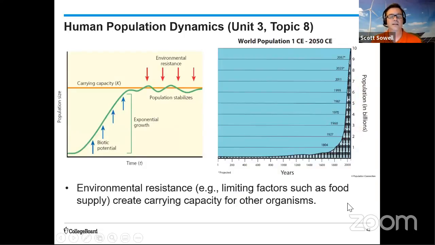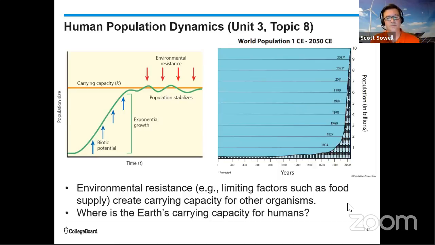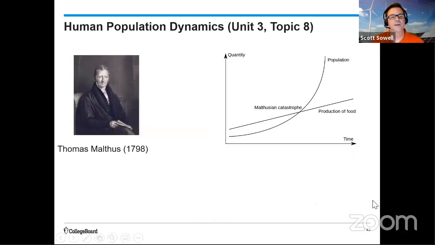So the question that should immediately come to your head is, well, where's our carrying capacity? At some point, are we going to experience the same thing that the other organisms do? Some people argue that we've already passed our carrying capacity. Some people argue we haven't reached it yet. And it's useful to start back with someone named Thomas Malthus. This is the late 1700s. He described population this way. He said, okay, the human population is growing exponentially. So here's his curve right here, the exponential population growth of humans.